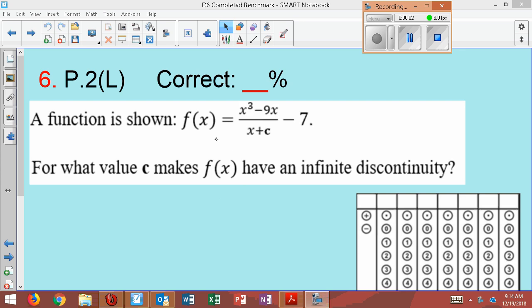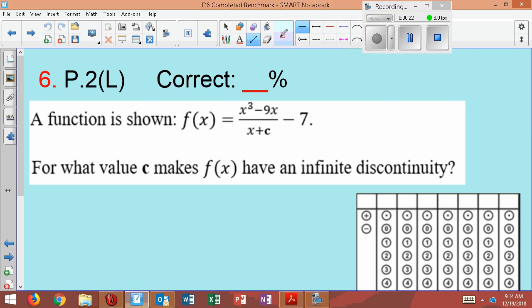A function is shown. F of x equals x cubed minus 9x over x plus c, minus 7. For what value c makes f of x have an infinite discontinuity? All right, so this is talking about discontinuities. Remember, there's three types. We have infinite, we also could have jump, or removable. So those are the three types.